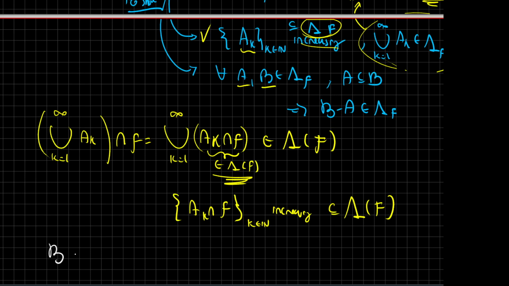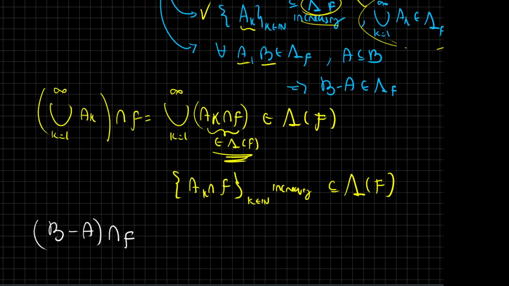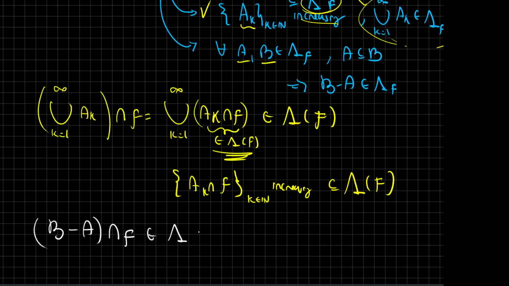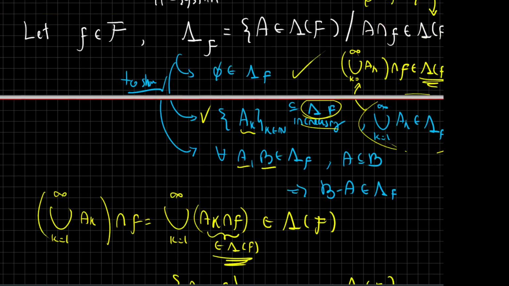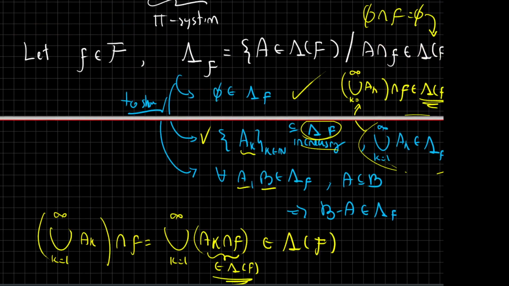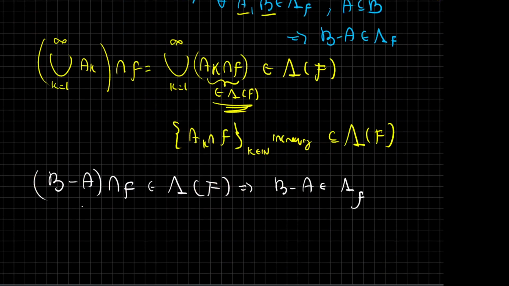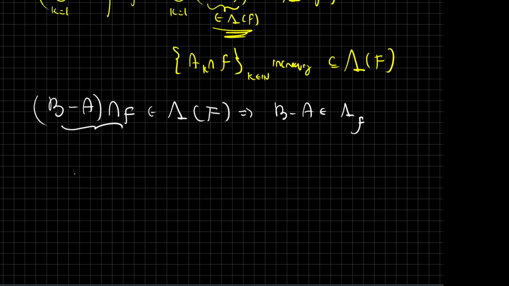So the difference of B and A intersected with F, what happens here? Because if this is a set, if this is an element of this lambda system, then this will mean that the difference is inside the set here. So what happens here, we can do this with a drawing.